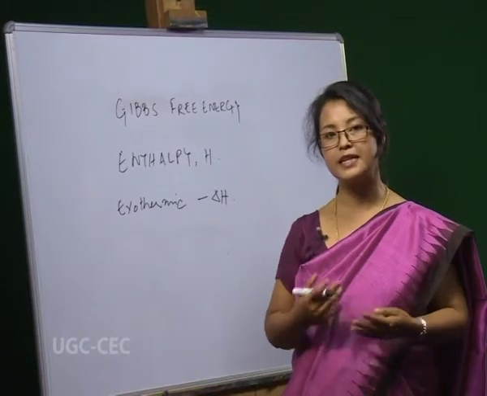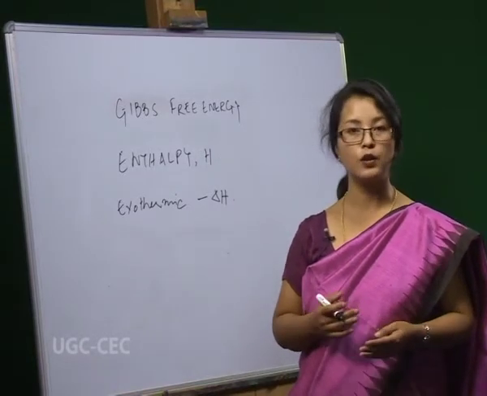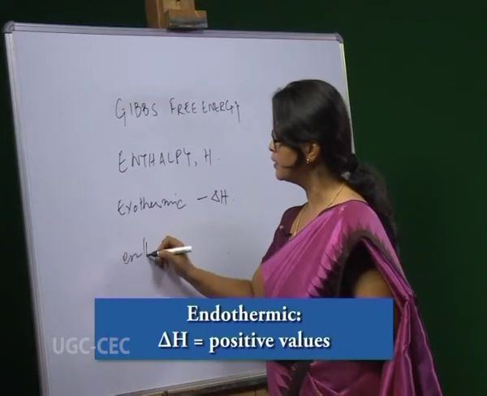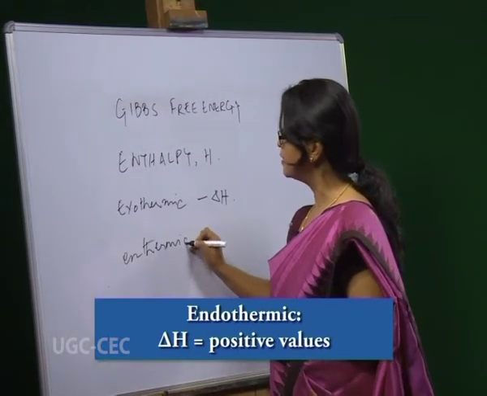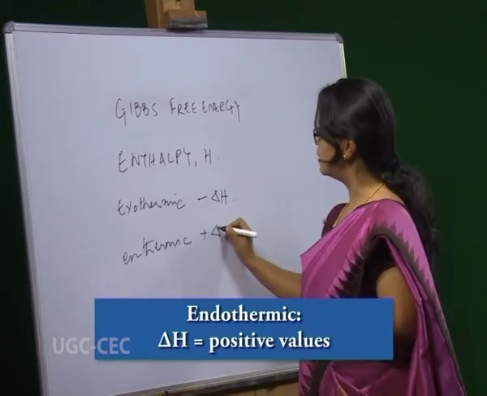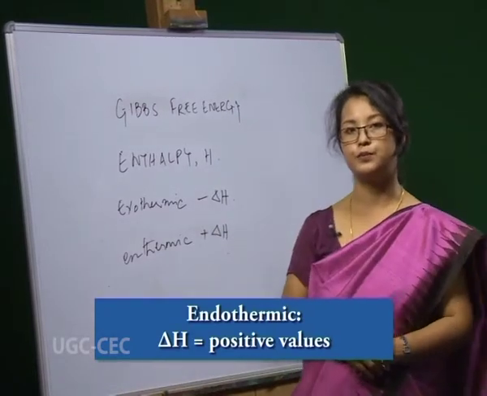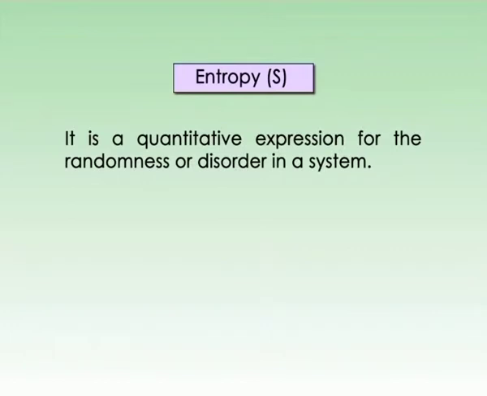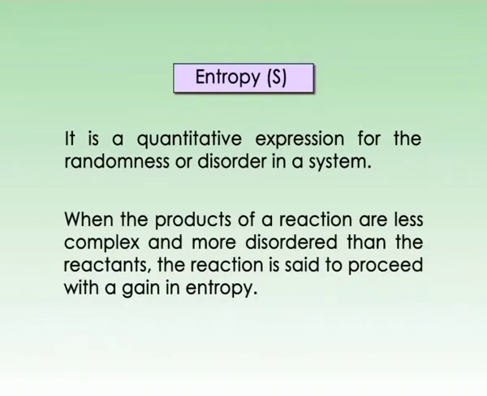Reacting systems that take up heat from their surroundings are endothermic, and in such cases, the delta H has a positive value. Entropy, which is denoted by the letter S, is a quantitative expression for the randomness or disorder in a system. When the products of a reaction are less complex and more disordered than the reactants, the reaction is said to proceed with a gain in entropy.